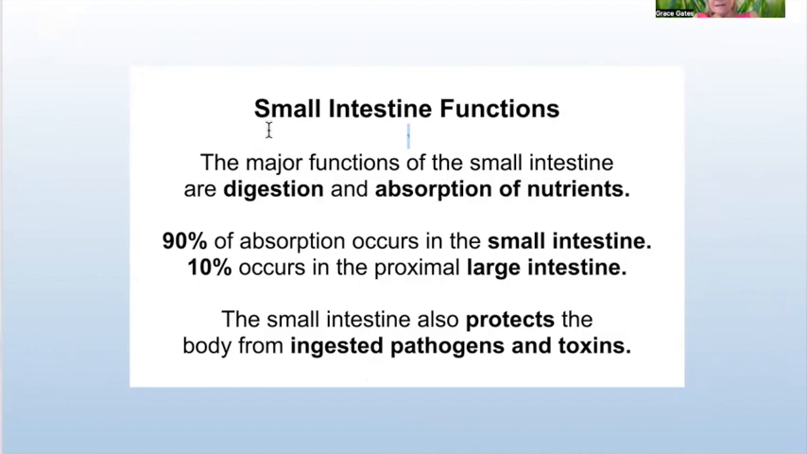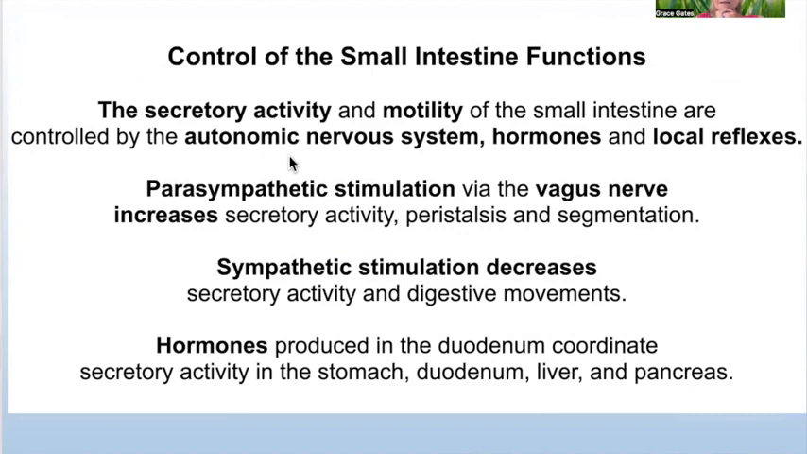Only around 10% occurs in the proximal large intestine. And as we already learned, it's not common that the stomach does any either. So really the small intestine's the main site of absorption. The small intestine also protects the body from ingested pathogens and toxins. So while it's absorbing all of these nutrients, it has to be careful to protect the body from ingested pathogens and toxins. Control of the small intestine functions.